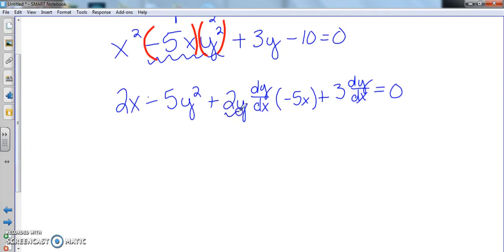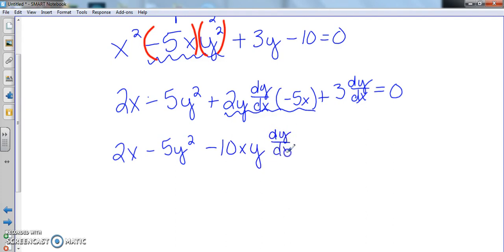What I'm going to do is multiply this out. So we get 2x minus 5y squared. 2y times negative 5 is negative 10xy dy/dx plus 3 dy/dx equals 0. By going ahead and multiplying that, we're going to make our life a lot easier. So we're going to separate our dy/dx's from those who don't. I'm going to subtract 2x and add 5y squared over.